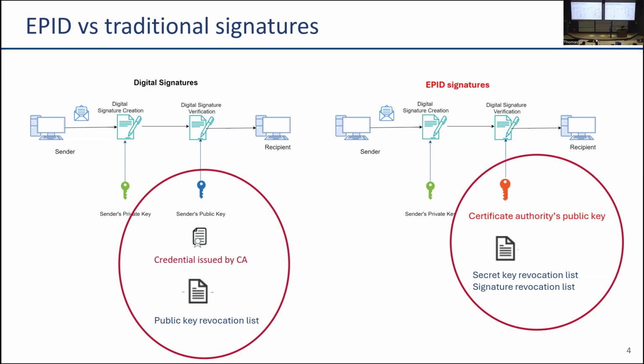Probably you will see the secret-based revocation list is not quite useless, but a bad guy may not reveal their secret key. Then the signature-based revocation list is a powerful one. So we have two revocation lists.